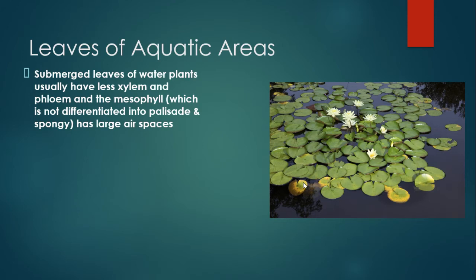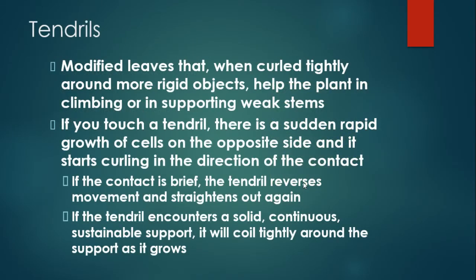Leaves of aquatic areas. These are submerged leaves of water plants. They usually have less xylem and phloem and mesophyll, which are not differentiated into palisade and spongy, and they have larger air spaces. So if you're living in a watery area, you're really not going to need to worry too much about having great veins because there's water easily accessible to the entire leaf.